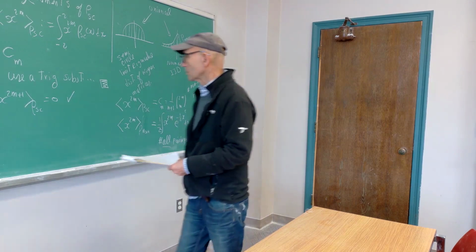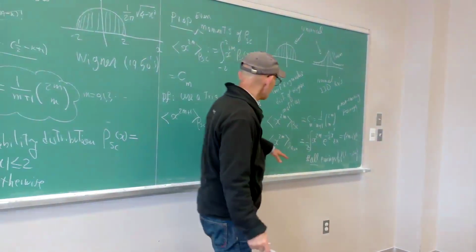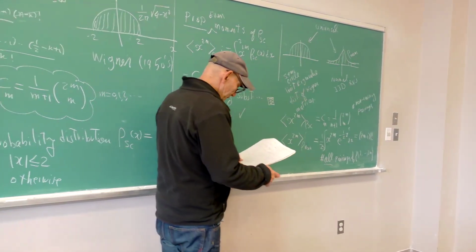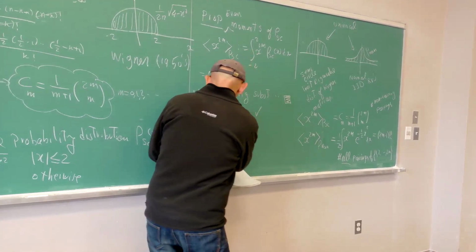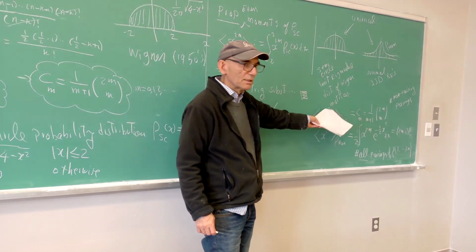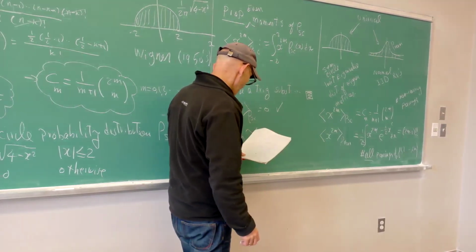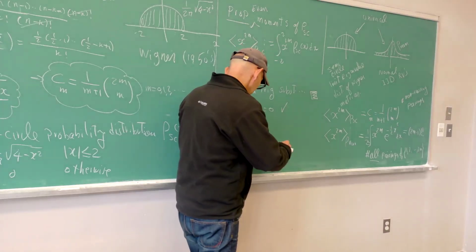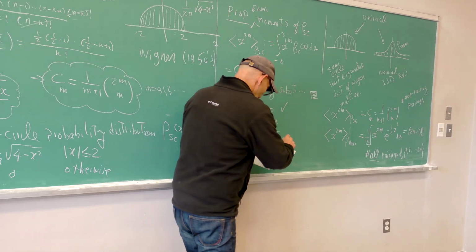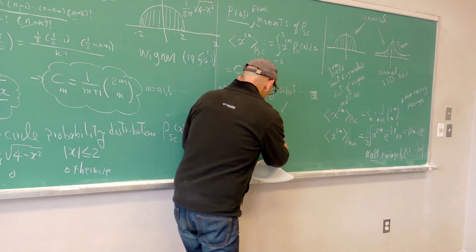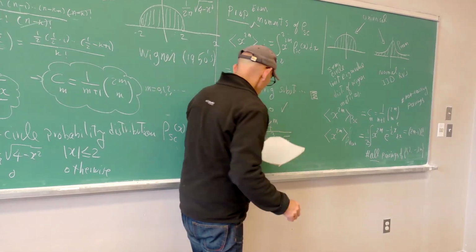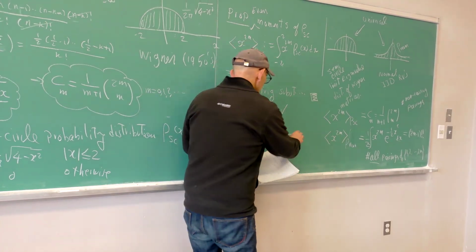So let me write, because this is a much smaller set, right? Non-crossing compared to all pairings. So C_m goes like, using Stirling's formula for factorials and all that, we can show that C_m goes like 4 to the m over m to the power 3 over 2 root pi, as n goes to infinity.